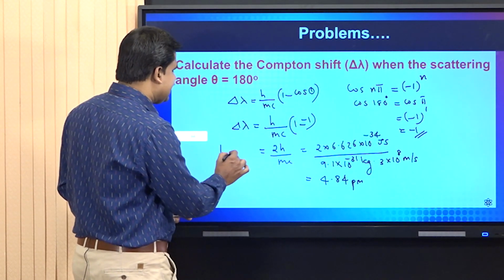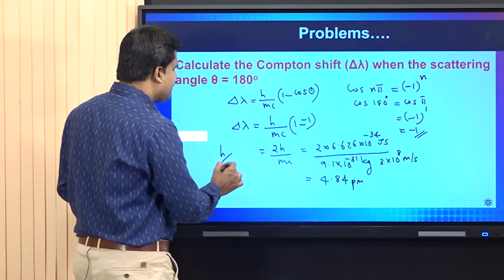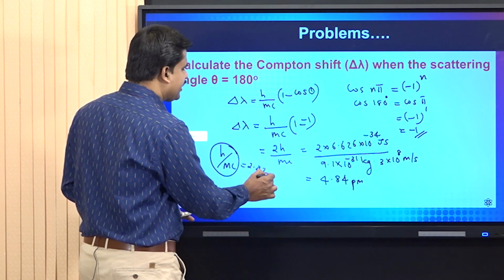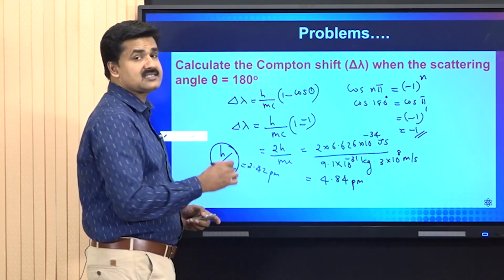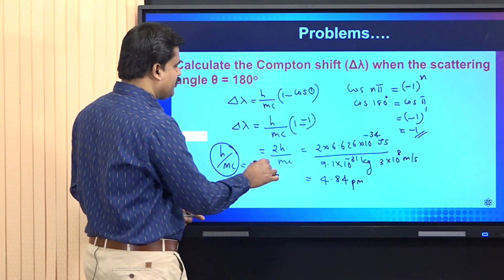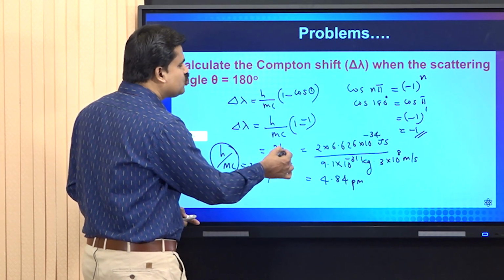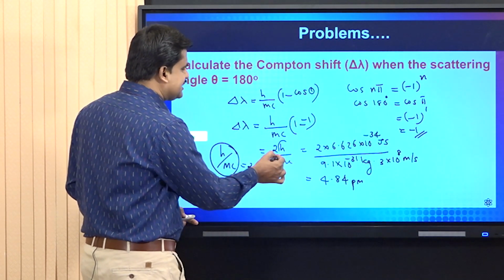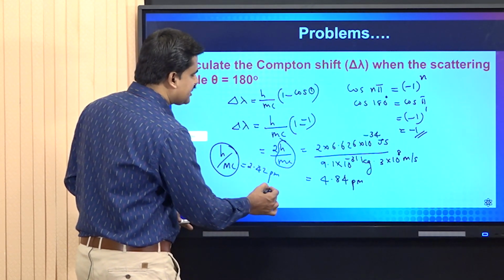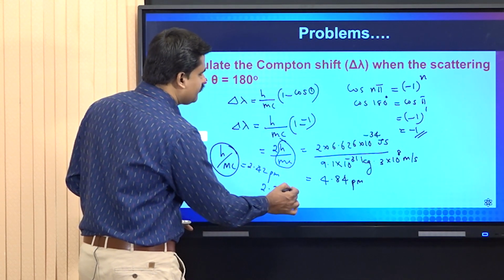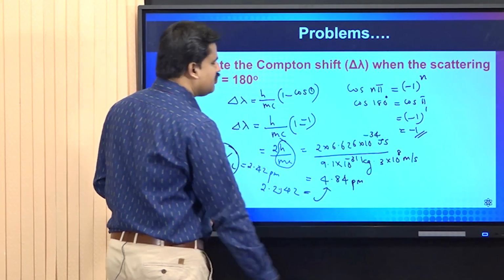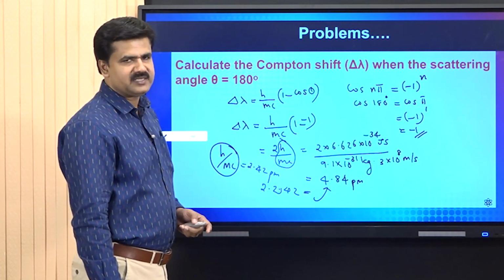Moreover, you can also make a simplification here. We already learned the fact that h by mc is equal to 2.42 picometer, which is known as the Compton wavelength. Therefore, here in this problem, delta lambda is 2h by mc. This h by mc value is 2.42. So, final result is 2 into 2.42. That is also equal to 4.84 picometer.